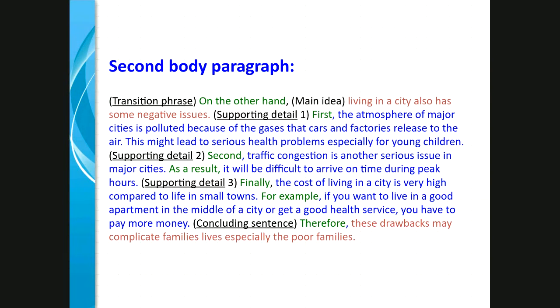Okay, is another serious. ليش قلنا another؟ إنه أنا تكلمت عن واحدة هنا، إذا هذه another serious issue in major cities. As a result، كنتيجة لهذا الـ major issue, it will be difficult to arrive on time during peak hours. يعني إذا تبغى تروح الجامعة، تبغى تروح مثلا سوق، تبغى تروح مستشفى في أوقات الذروة، هذه يسموها peak hours. هذه بعض من الكلمات الأكاديمية. Okay, it will be difficult to arrive on time.